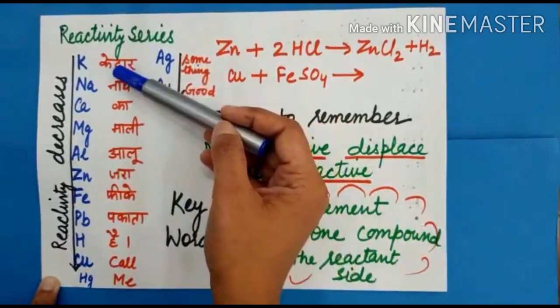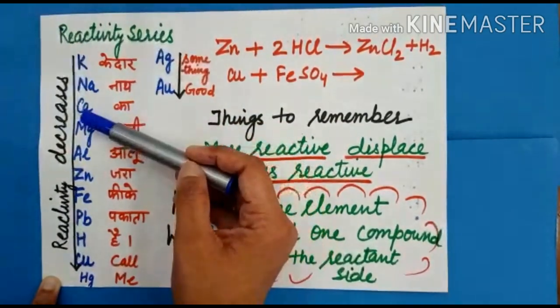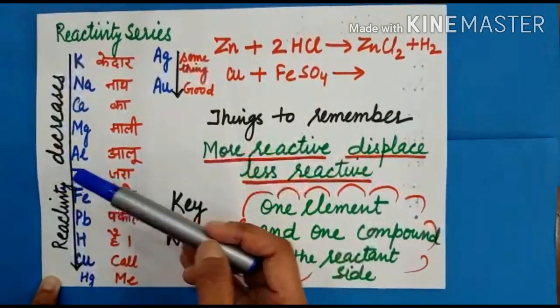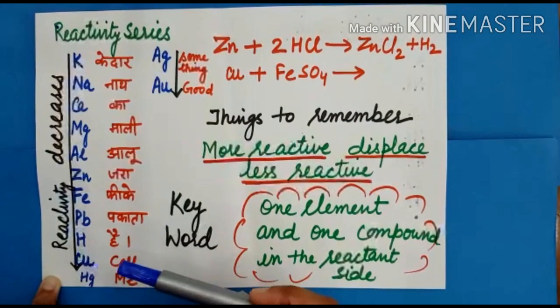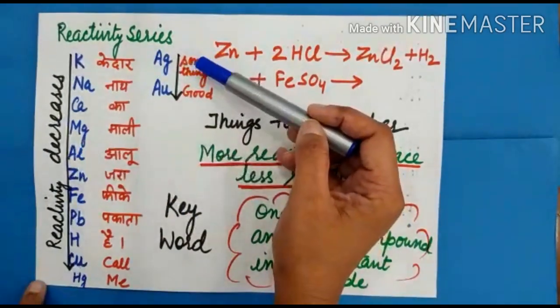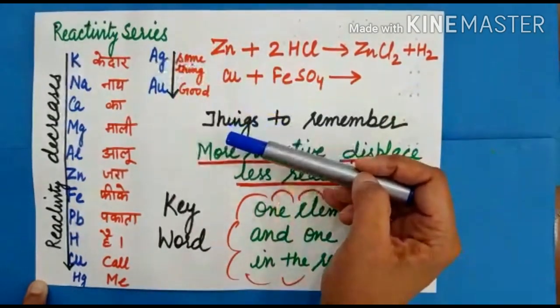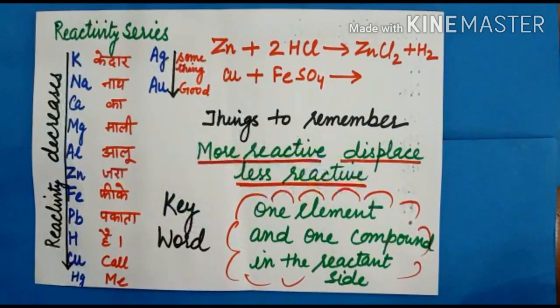Like Ke-dar is potassium, Na-th is Na sodium, Ka is calcium, Ma-li is magnesium, Aa-loo is aluminium, Zara is Zn zinc, Fee-ke is Fe, Pa-ka-ta is Pb lead, Hai is hydrogen, Call is copper, Me is mercury, and something is silver and good is gold. I hope this acronym helps you learn this reactivity series in a very simple way as well as in a fun way.